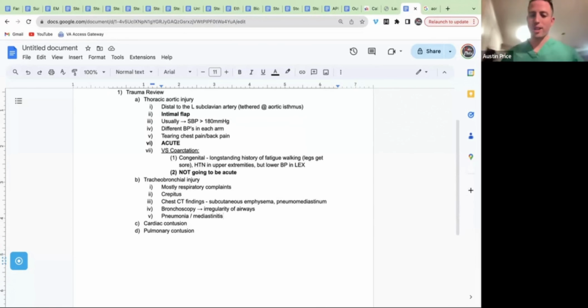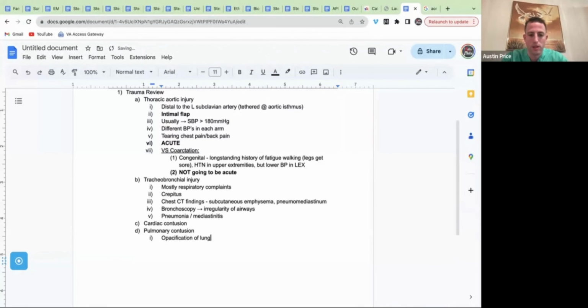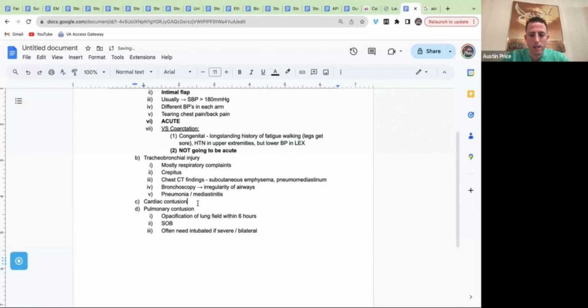All right, next we got cardiac contusion, pulmonary contusion. You're going to want to use your imaging pretty much to solve these types of questions. So pulmonary contusion, they do give you some pretty definitive findings usually on the USMLE. They'll say that there's usually opacification of lung field within 6 hours, and these patients usually end up getting shortness of breath and often need to be intubated if severe or bilateral. So that's your pulmonary contusion.